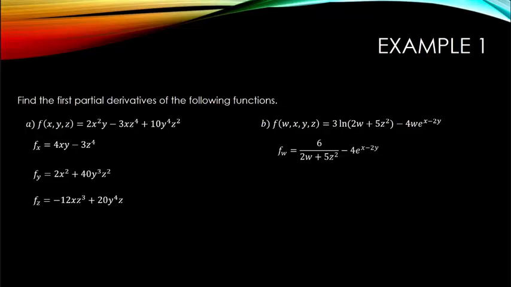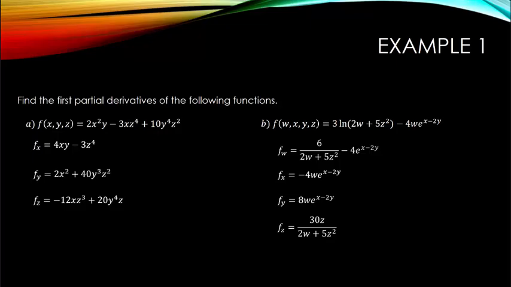I hold everything but w constant and take the derivative with respect to w of the entire function. Fx is equal to negative 4w e to the x minus 2y. There is nothing in the logarithm term that contains x, so it's only the second term that is involved in this partial derivative. Fy is given by 8w e to the x minus 2y power. I have no y in my natural log term, so that term acts as a constant and goes to 0 when I take the derivative with respect to y.